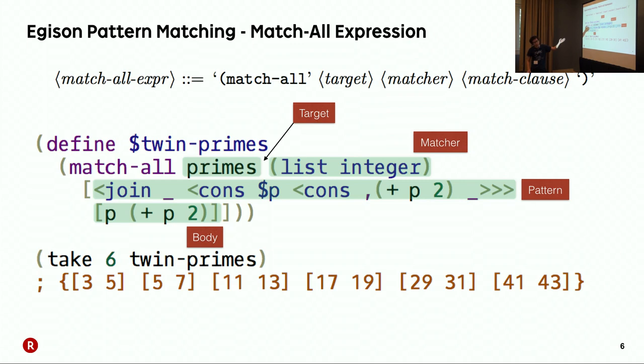Here, we pattern match the infinite list of prime numbers as a list of integers using this pattern. This pattern matches twin primes in the infinite list of prime numbers. As a result, the evaluation result of this match-all expression is a collection that consists of all twin primes. Egison adopts a lazy evaluation strategy. Therefore, we can extract the first 6 twin primes using the take function like this.